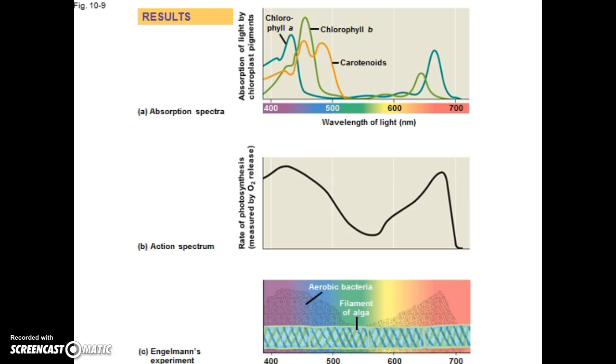So now we're looking at what we were just looking at with the spectrophotometer, but the results of a test conducted by Theodore Engelmann. But before we go any further on that, we should talk about the two different types of chlorophyll, as well as carotenoids, and we can see each of those in this top graph here. Chlorophyll A and chlorophyll B, they're very similar in structure, slightly different.